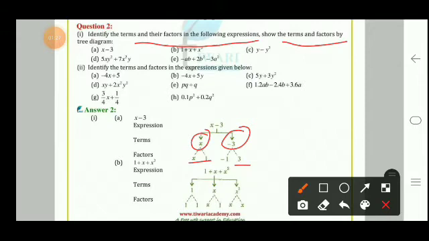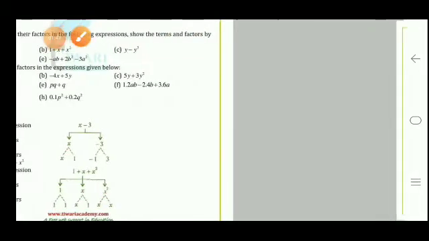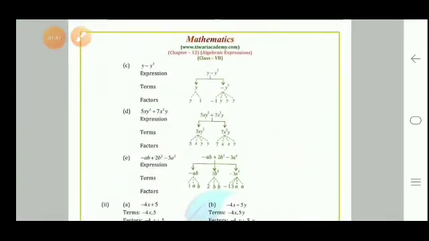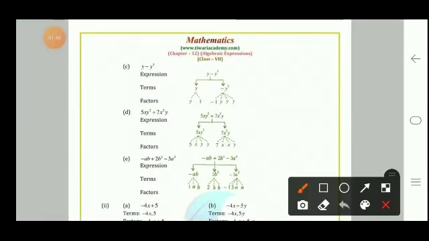Then second is 1 plus x square, so we have here terms 1, x and x square. Factors of 1 can be written as 1 into 1. Factors of x means 1 into x, and factors of x square means x into x. Then if you move towards the C part, what we have here is y minus y cube, so y and minus y cube are the terms. The factors are y and 1, and minus 1 into y into y into y.